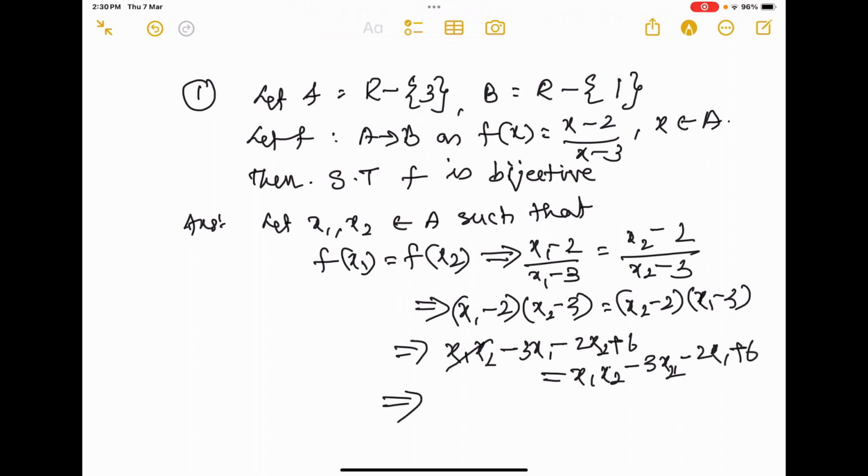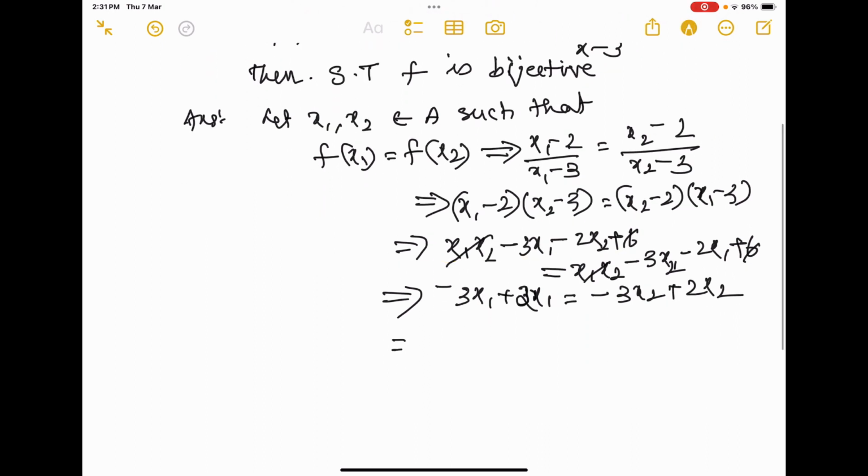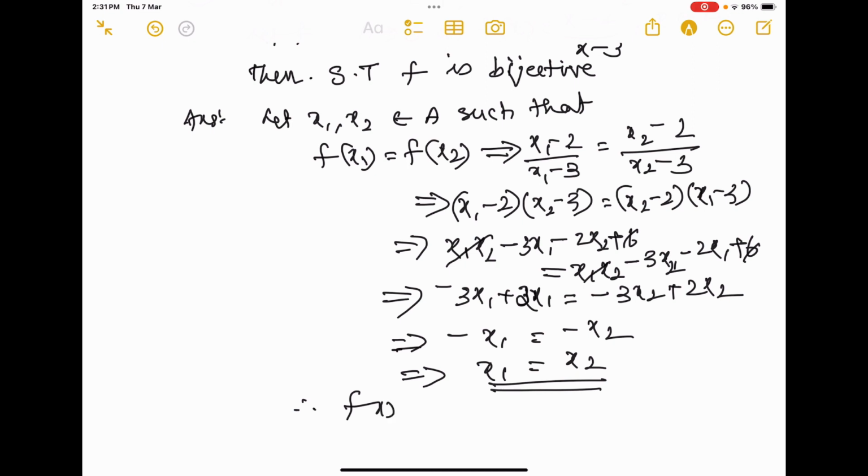Then here x1 x2 cancels, 6 cancels. Then we can collect the terms of x1 on one side: minus 3x1 plus 2x1 equal to minus 3x2 plus 2x2. That's equal to minus x1 equal to minus x2. That implies x1 equal to x2. Therefore, if f of x1 equal to f of x2 implies x1 equal to x2, therefore f of x is injective. That is 1-1.